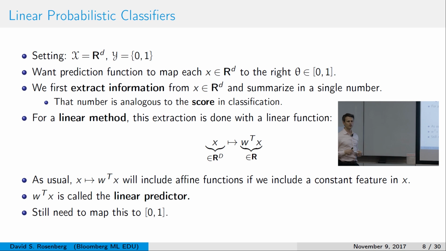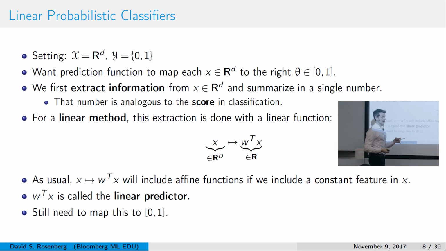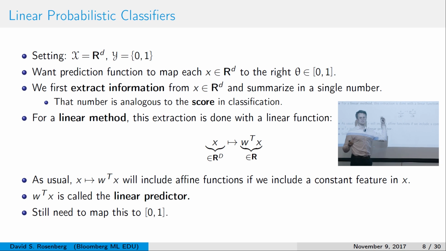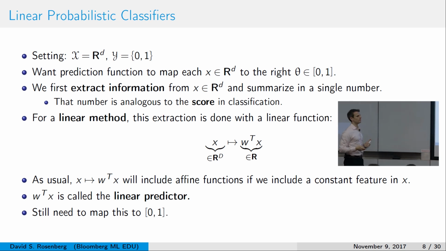Yeah, so you're suggesting a way to map W transpose X to 0 or 1, but we need to map it into a probability, which is something in the interval between 0 and 1. So we want to be able to estimate probabilities and not just hard classifications. So we need some kind of a function that maps us from reals to 0, 1.